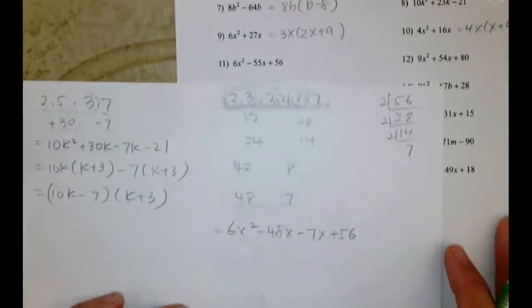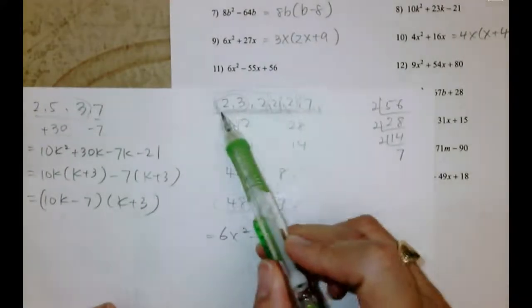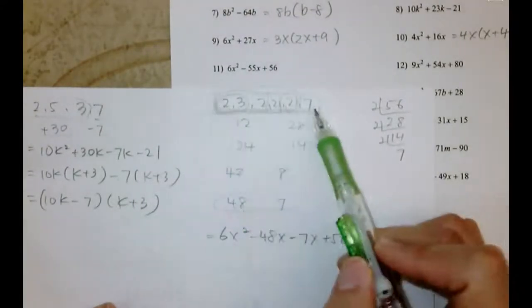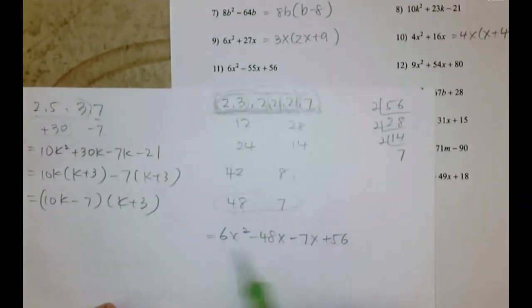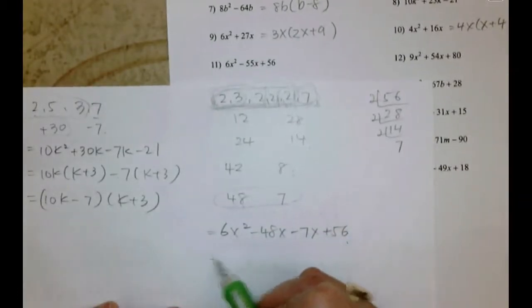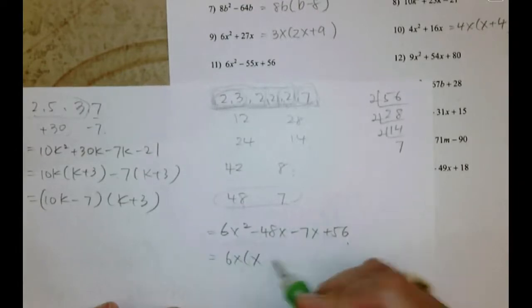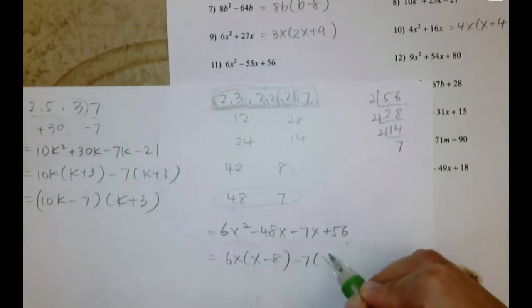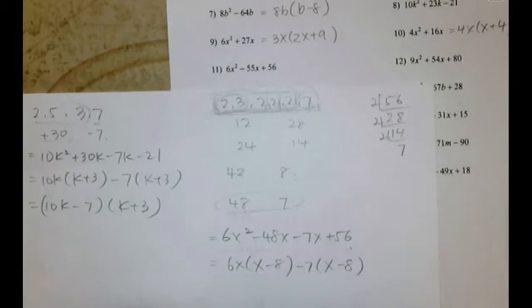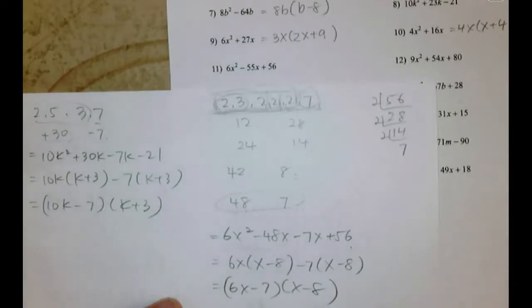Oh, sorry, you couldn't see any of those things. All right, so I figured out that I have to multiply all this, and then the other number was 7. Okay, so that's 48 and 7. So I rewrote it. Now you just group it. So 6x is going to factor out in x minus 8. And then minus 7 is going to factor out in x minus 8. And that's 6x minus 7 times x minus 8, and you're done.